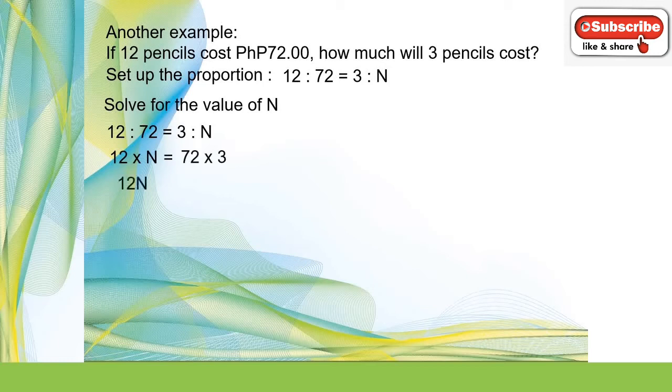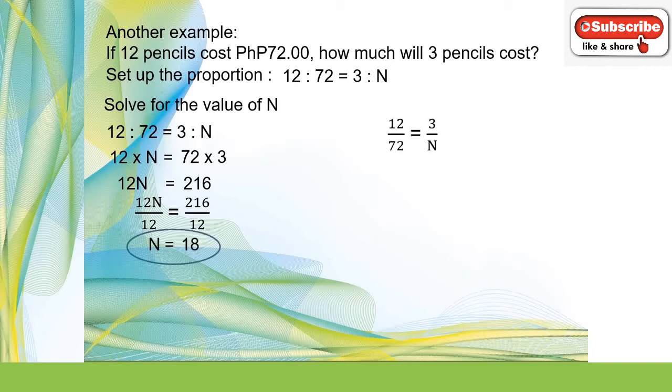12 times n equals 12n. 72 times 3 equals 216. Then divide both sides by the numerical coefficient. So 12n divided by 12, 216 divided by 12. n is equal to 18.